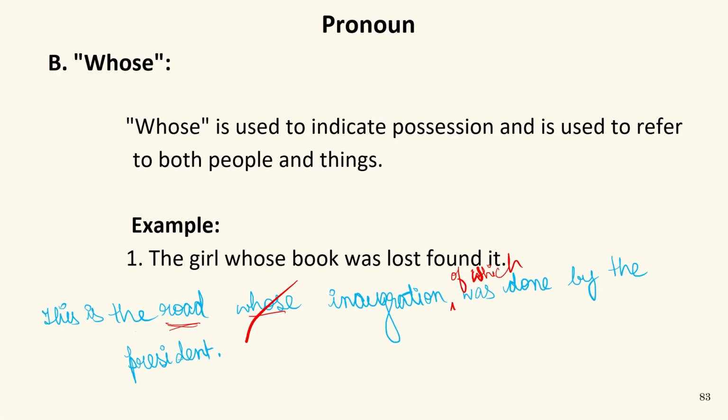Now just for the presentation we can add a comma over here. This is the road, inauguration of which was done by the president. Now this is the correct sentence because we cannot write whose with a non-living thing. Therefore, we use of which to make it possessive.